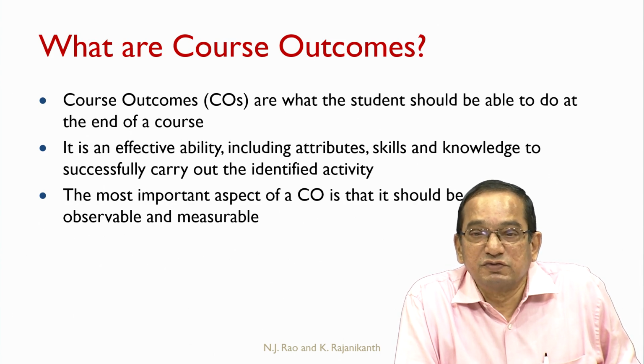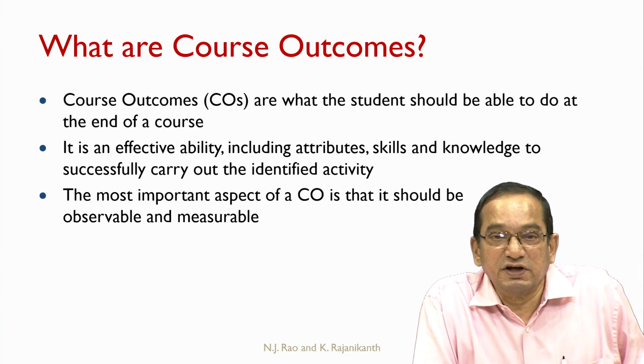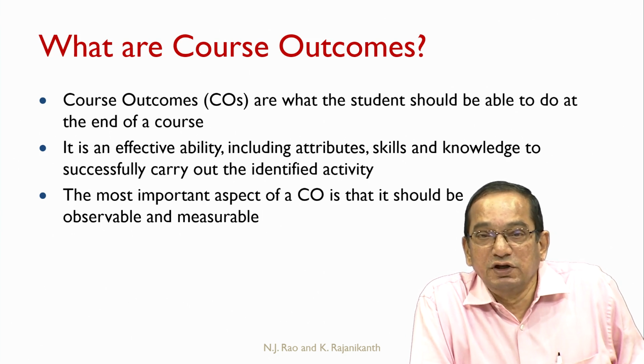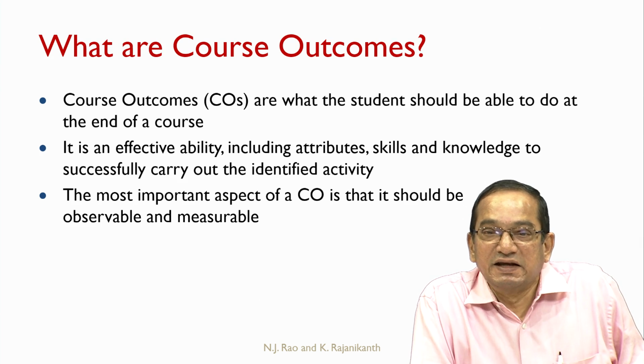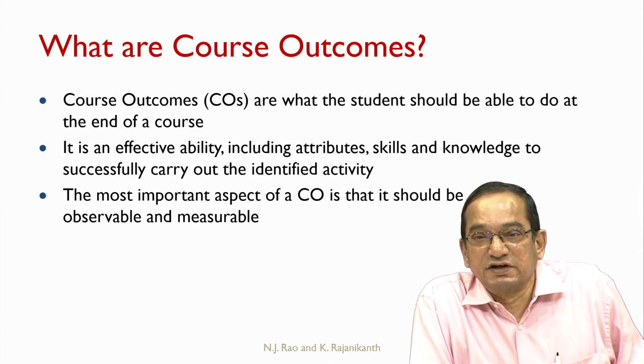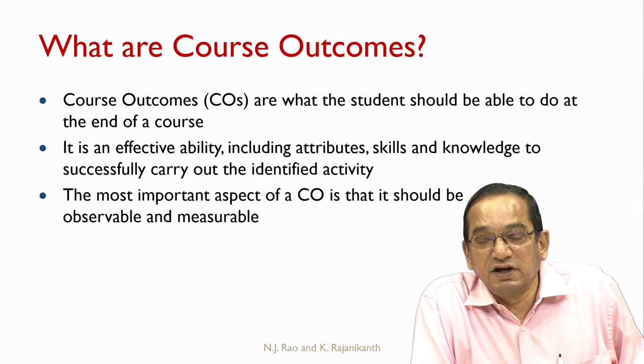What are course outcomes? We have seen in an earlier unit also, and I am recapitulating what we have discussed earlier. Course outcomes are what the student should be able to do at the end of a course. It is an effective ability including attributes, skills and knowledge to successfully carry out the identified activity. The activity is identified, it is stated in the form of a course outcome, and it is the effective ability including attributes, skills and knowledge to successfully carry out that identified activity.